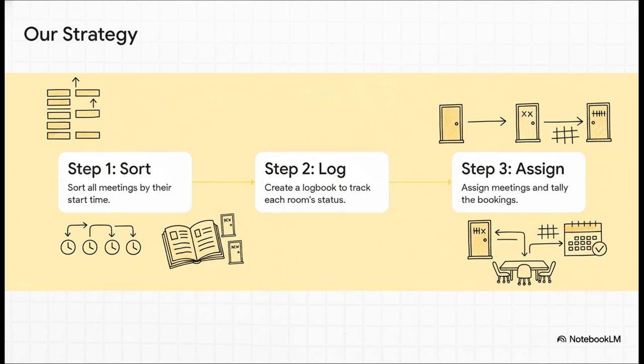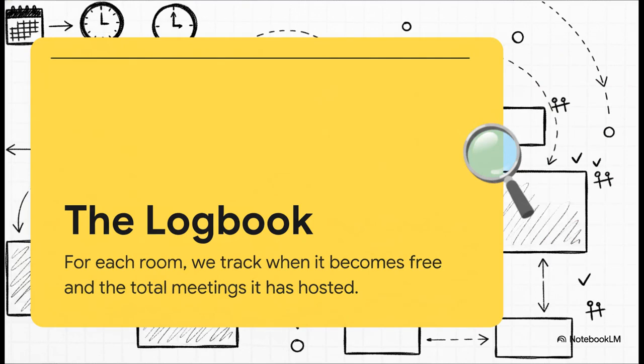Step 2, we'll create a simple logbook for each room to track what it's doing. And finally, step 3, we just work our way down that sorted list, assigning meetings and updating our logbooks as we go. So what's in this logbook I mentioned? It's basically our command center, but it's super simple. For every single room, we only need to keep track of 2 things. 1, what time does it become free next? And 2, how many meetings has it hosted so far? That's it. This incredibly simple idea is the key to solving the entire puzzle.